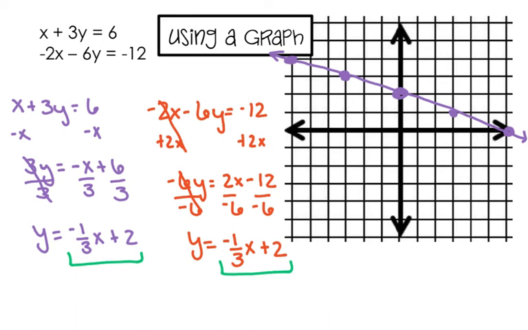And now when I graph the next line, I'm doing the exact same thing. I'm starting at 2, down 1 and over 3, and up 1 and over 3. And what happens is every single point matches. We get a line on top of a line. Just like when we were solving equations, if both sides of the equation are exactly the same, it's infinitely many solutions. So here, both equations are exactly the same, so this is infinitely many solutions.